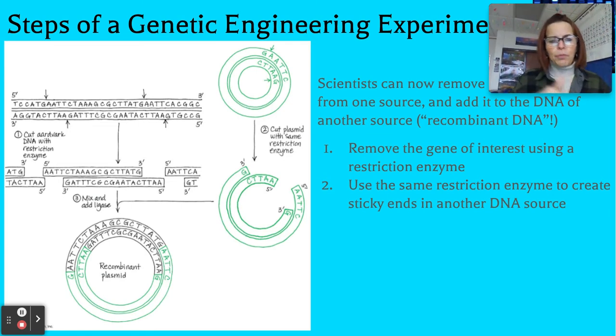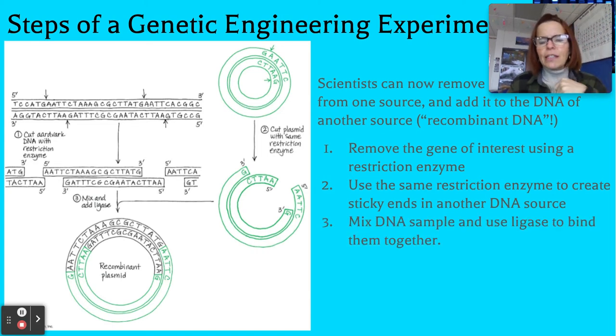So then in step 3, you mix the gene of interest with the plasmid, and sometimes, not always, the plasmid will just close right back up on itself. But if you have the gene of interest, occasionally that plasmid will close on the gene of interest, and now you have this recombinant DNA. So you mix the DNA sample, and you use ligase to bind them together.